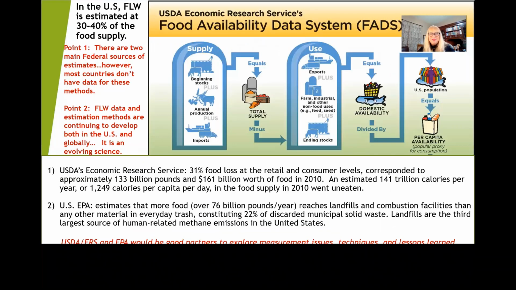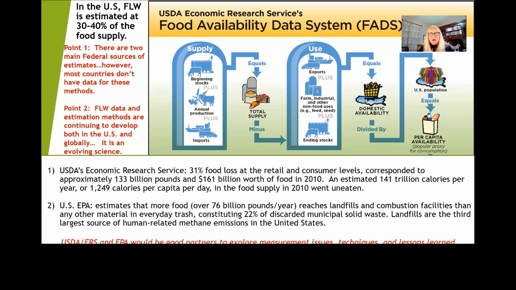Next slide. Now don't be scared of this slide. We're really going to only focus on the upper left corner. I have the other details there just in case you want to refer back to it at your leisure. But I wanted to say in the United States, the common thinking is that food loss and waste is estimated around 30 to 40% of the food supply. And I want to make 2 points here. First of all, there are 2 main federal sources of estimates on food loss and waste. We have the USDA's Economic Research Service, which estimates retail and consumer level food loss. And we have the Environmental Protection Agency that measures food waste as it's ready to be managed in municipal solid waste facilities.